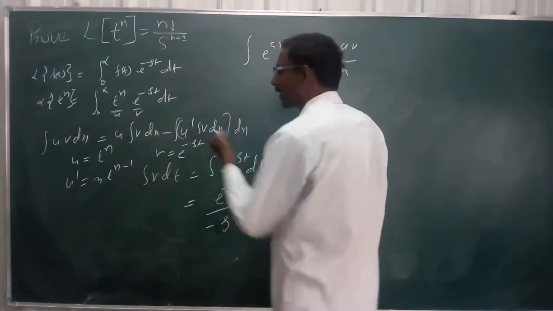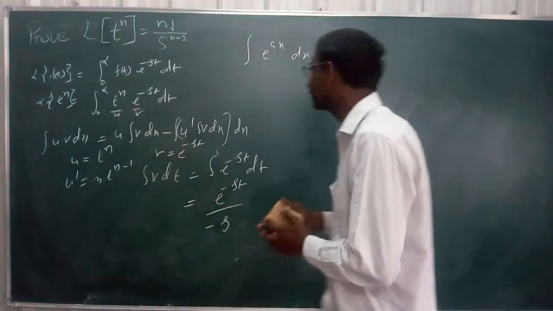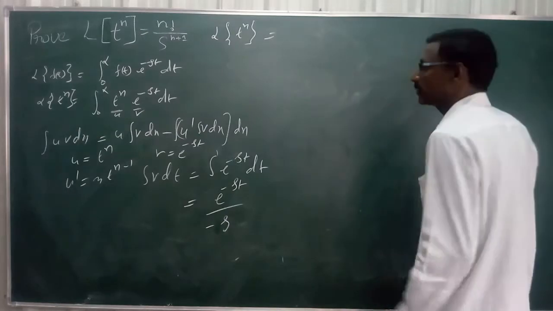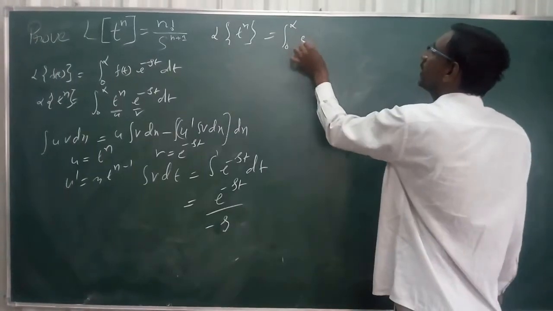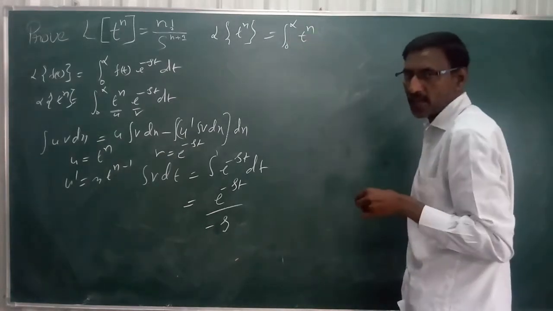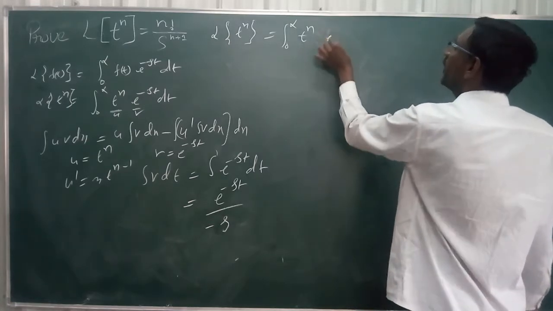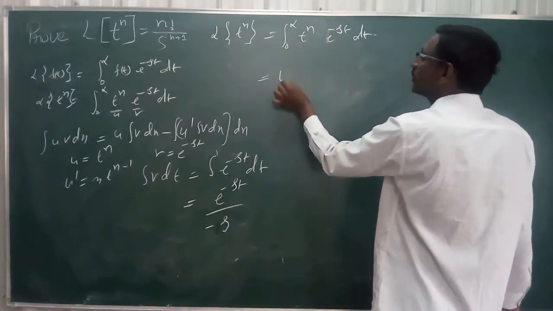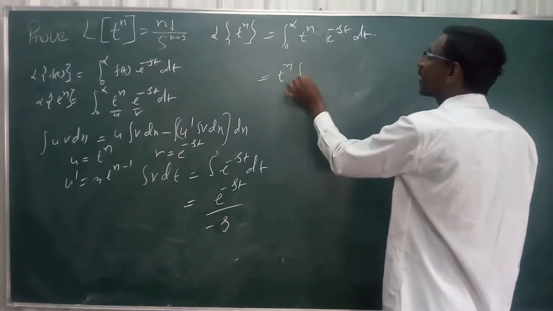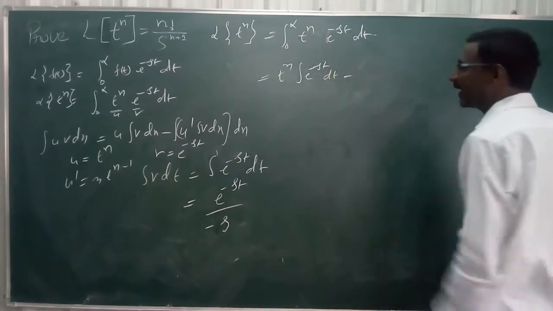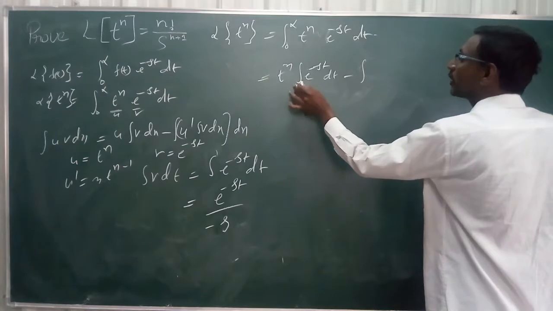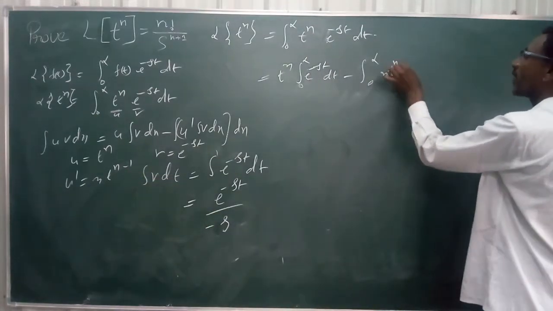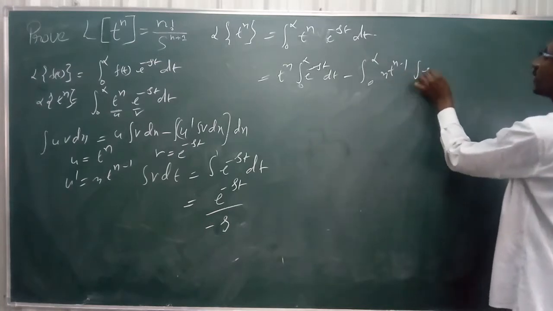Now I would like to place everything in the integration by parts. So L of t^n is equal to the integration from 0 to infinity of t^n, by the definition of the Laplace transform, times e^(-st) dt. I have everything, so I would like to expand this. That is u times the integral of v: t^n times the integration of e^(-st) dt, minus the integration from 0 to infinity of u dash, n times t^(n-1), times the integration of e^(-st) dt.